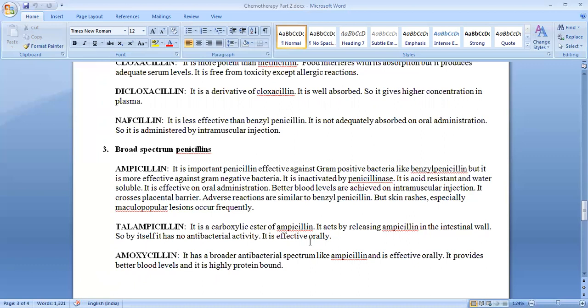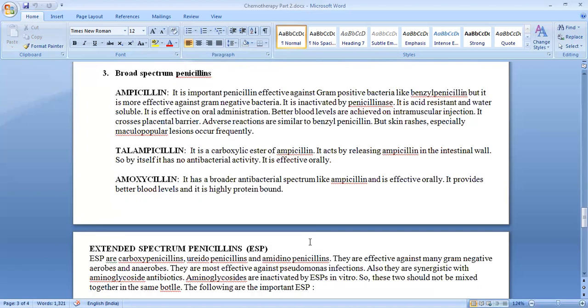So this category contains different molecules like ampicillin, talampicillin, amoxicillin, right? These are the common ones. Ampicillin has efficacy against gram-negative bacteria also, and it can be given orally, but it has some adverse reactions like skin rashes and all. So it is not generally used very often now because there are better molecules available. Amoxicillin has better safety and it is used commonly nowadays. You may have seen some combination drugs where amoxicillin is given, right?